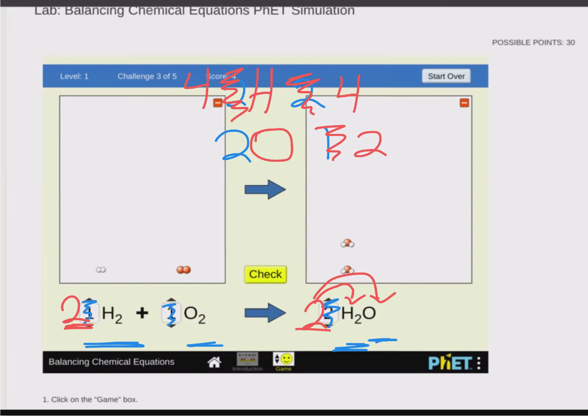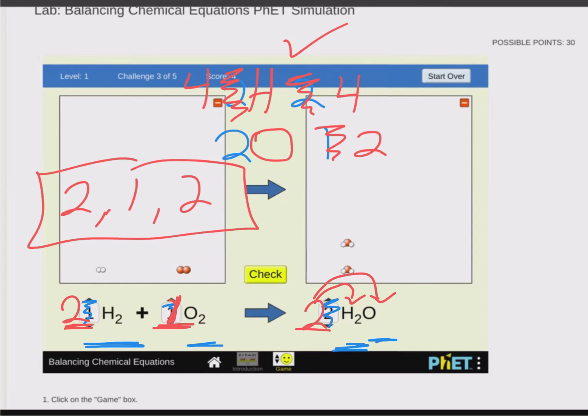Now is everything equal? Yes. Good job. So now my coefficients, what do I put here since we did not have to do anything to it? A 1. That's it. You're going to put a 1. So it's going to be 2, 1, 2. Very good.